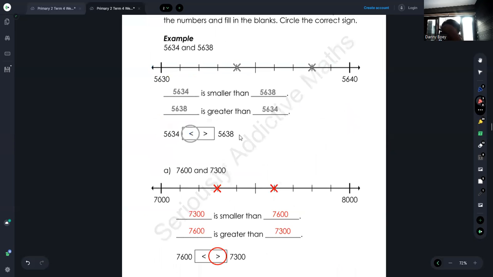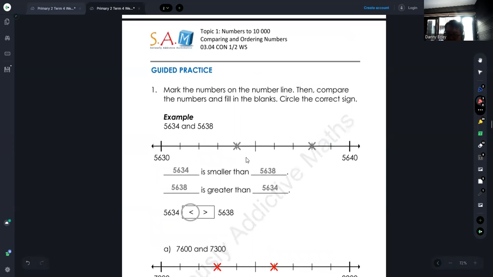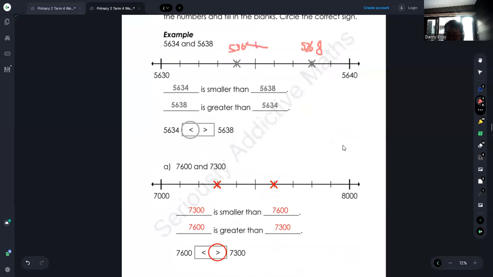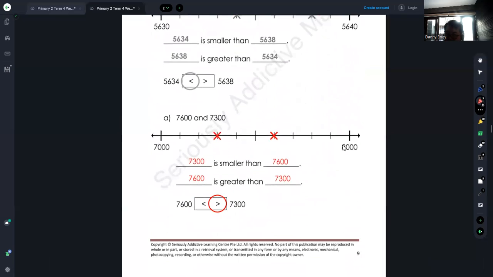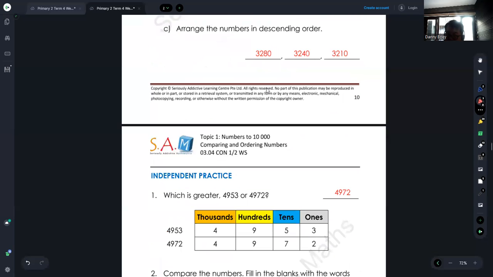So for this guided practice, the instructions here are a bit unclear, right? So you might want to show them how to do it. The first one, mark the numbers on the number line, then compare. So for example, where is 5,364? They should mark it. I would like them to write it here as well, not just use the asterisk, 5,364. And then this is 5,368. Then they should be able to answer which is smaller. The number on the right is bigger, the number on the left is smaller. All right, so let's see the rest of the numbers. Get them to go to practice.